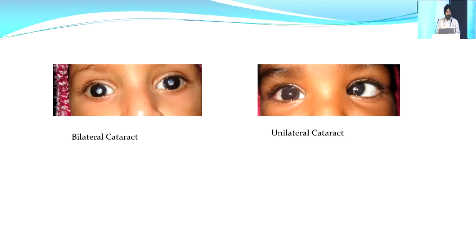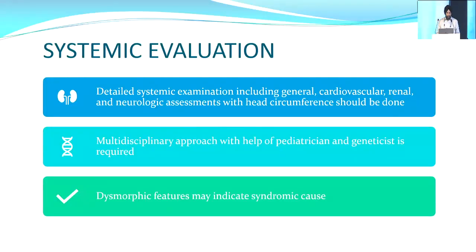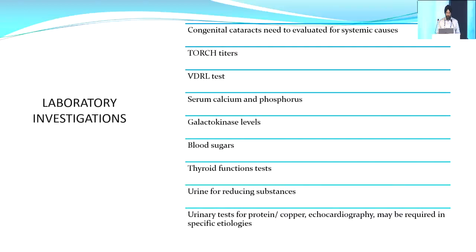In a unilateral cataract, as I told you, they would present as a white reflex, and most of them have strabismus. So probably all the investigations you would not require in a unilateral cataract, because most times the commonest cause is PFV. So for a bilateral cataract, you need this detailed systemic examination, multidisciplinary approach with the help of a pediatrician, and see for any dysmorphic features. Laboratory investigations for all these bilateral cataracts is required to know the etiology of the cataract.